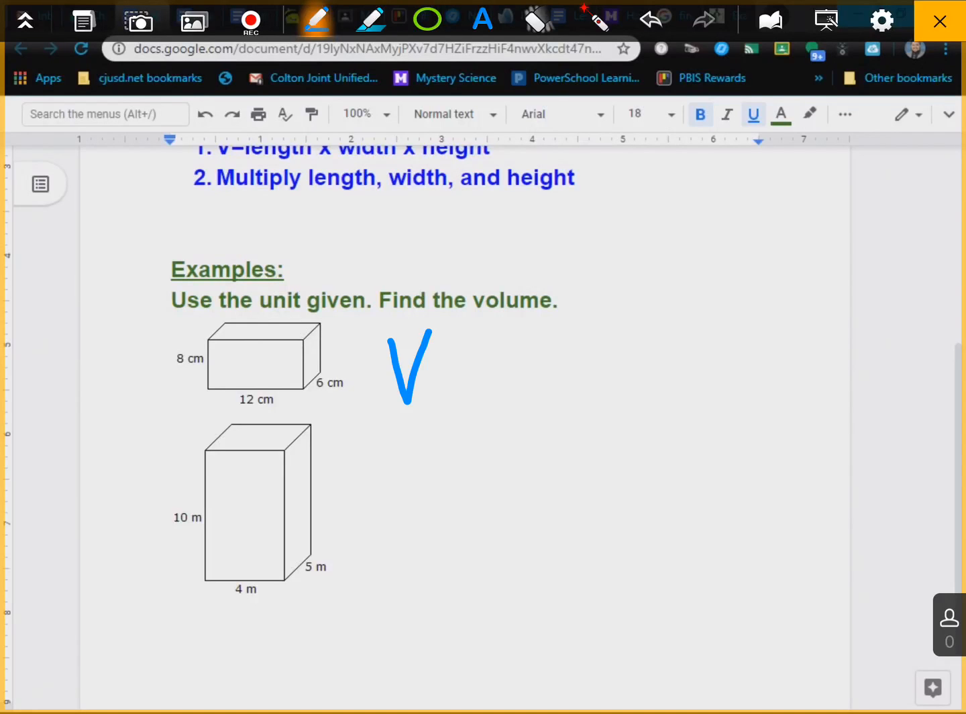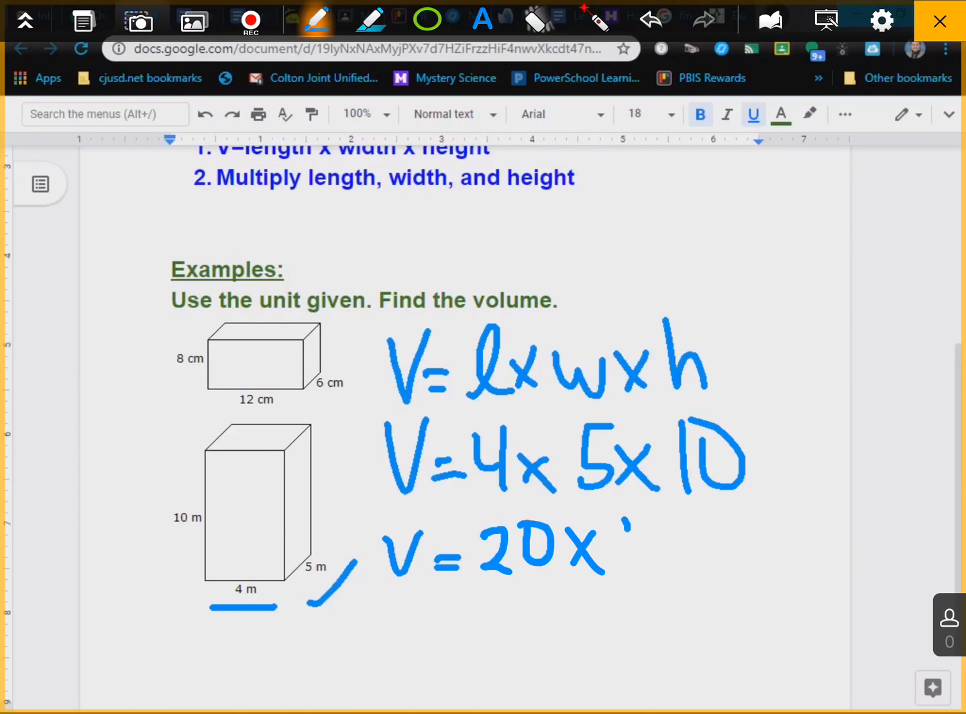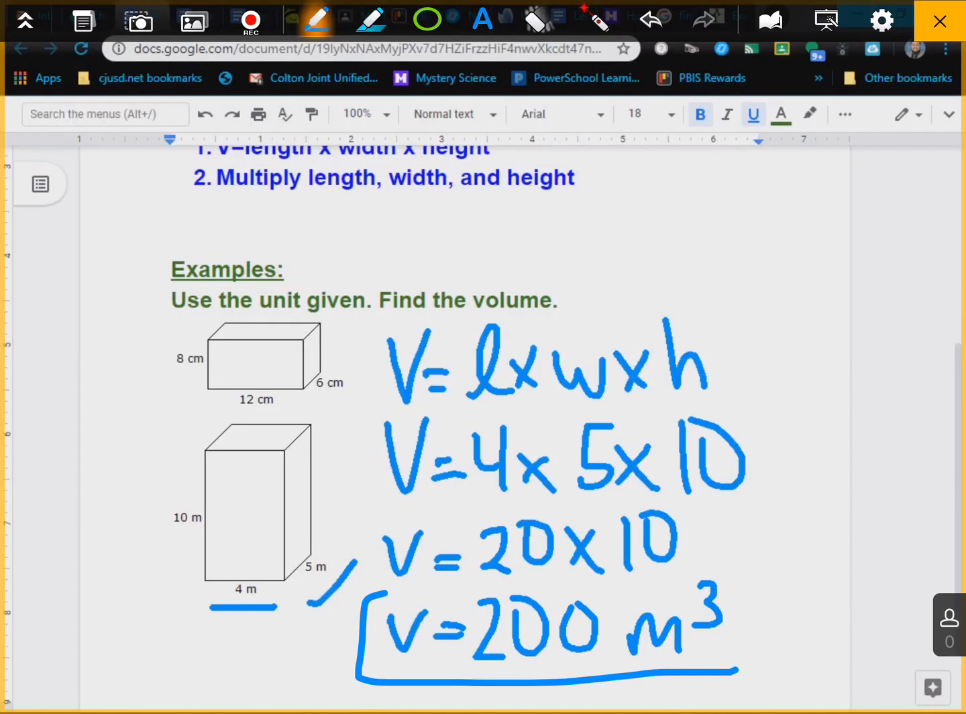Alright, so number 2. Volume equals length times width times height. What's the length? The length is 4. What's the width? Width is 5. And the height is 10. So, 4 times 5, when we do that first, is 20. 20 times 10 is going to be 200. And 200 meters cubed, because they're all measured in meters. So 200 meters cubed.